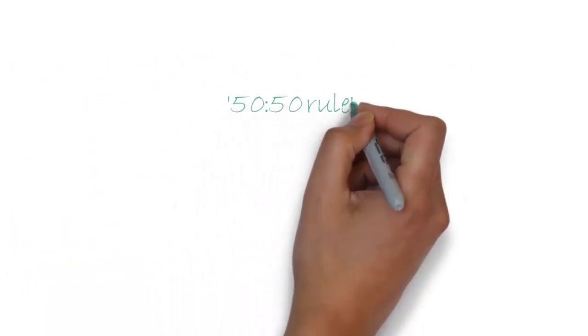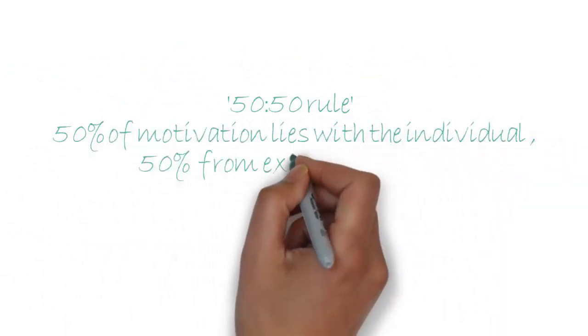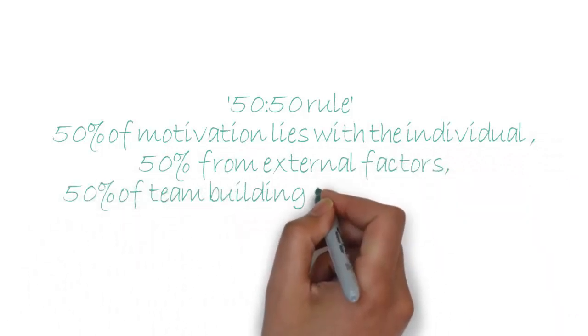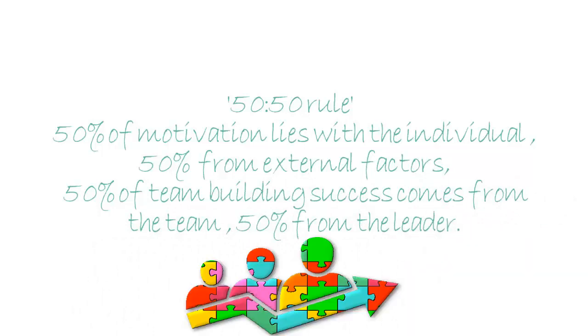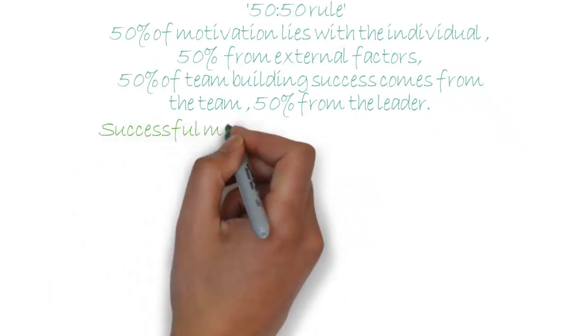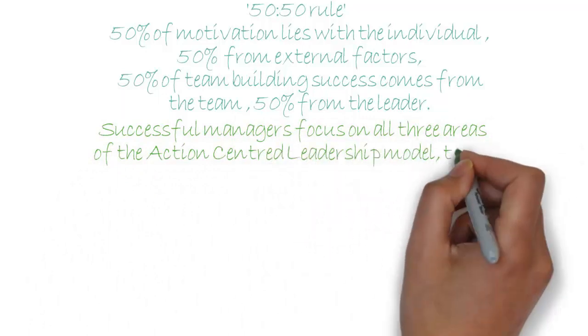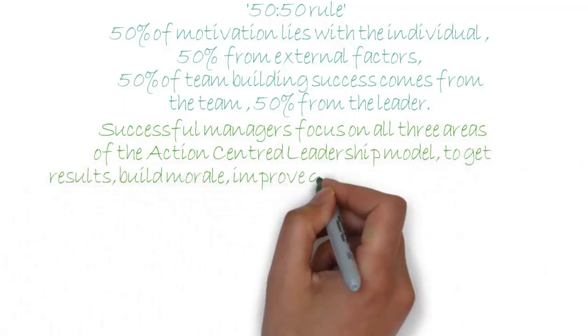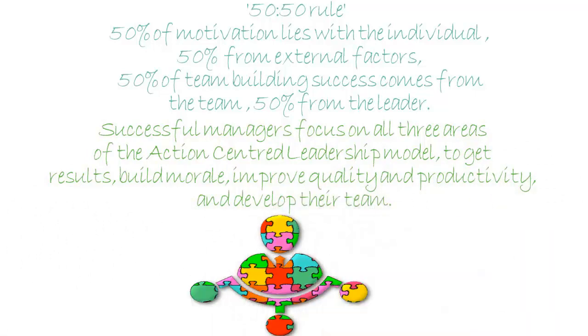Adair promotes a 50-50 rule, the view that 50% of motivation lies within the individual and 50% comes from external factors, among them leadership from another. He also suggests that 50% of team-building success comes from the team and 50% from the leader. Successful managers and leaders focus on all three areas of the action-centered leadership model to get results, build morale, improve quality and productivity, and develop their team.